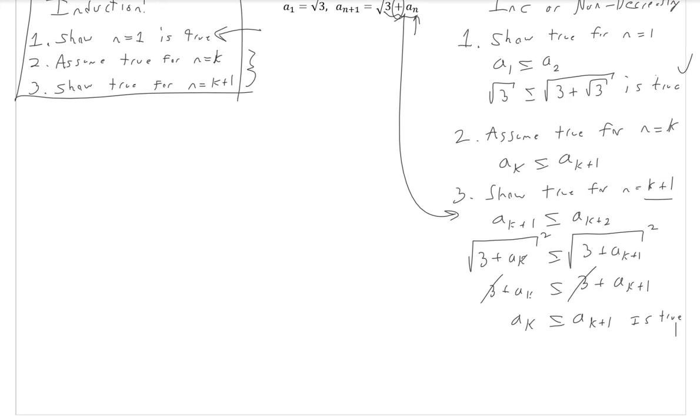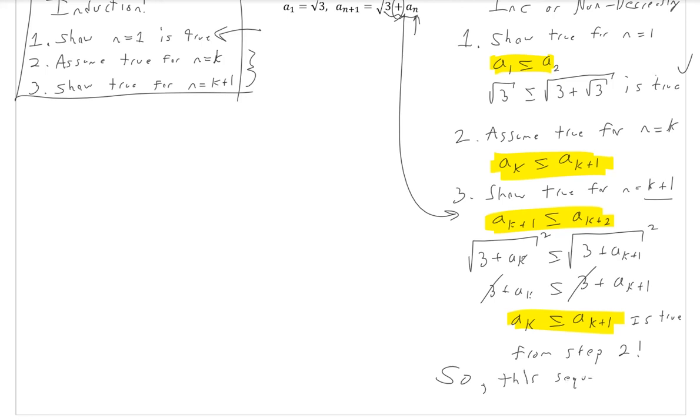And we know this is true from step 2. Step 2, our induction step, said that we assume that this is true. Therefore, since we know that this is true and we got that conclusion to show up again, then that means that step 3 was true. So basically what we've shown is that this is true for the first case and then any case following that. It's true for all infinite values following that. So we have that this sequence is monotonic.